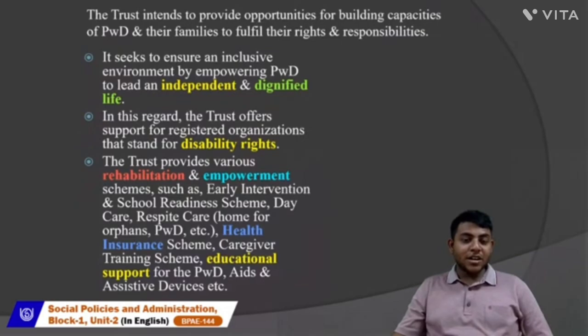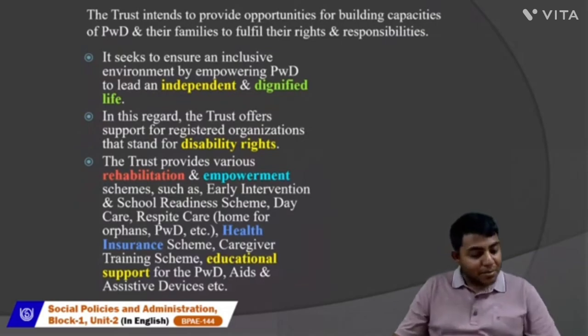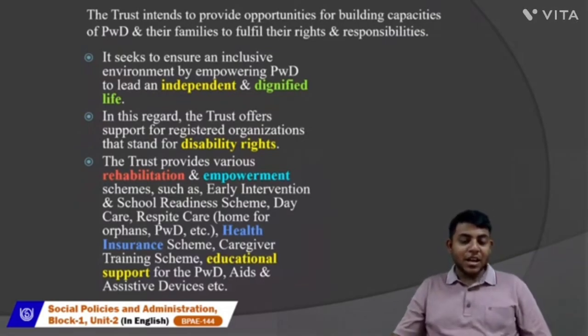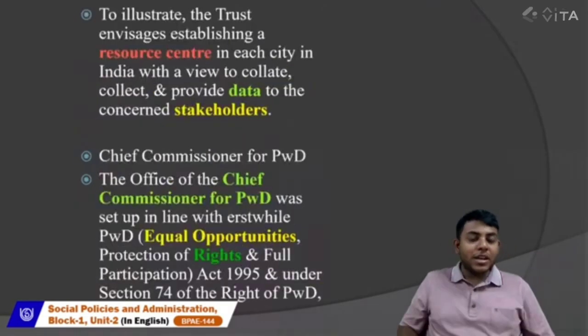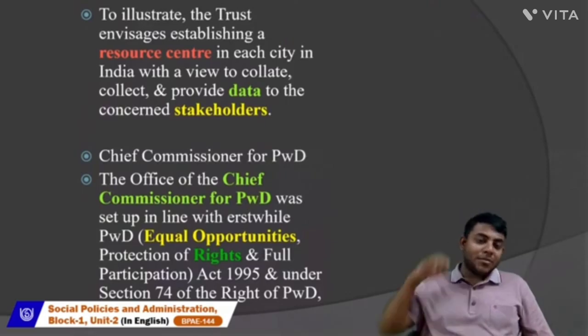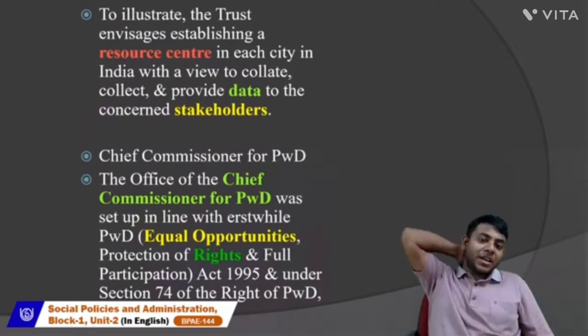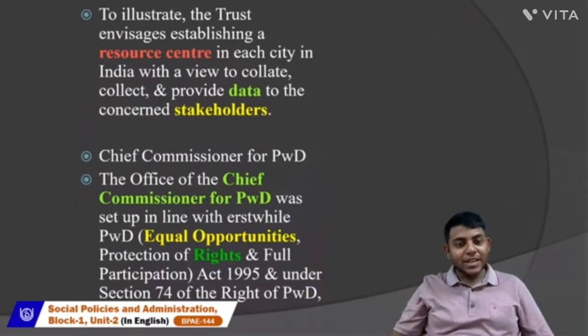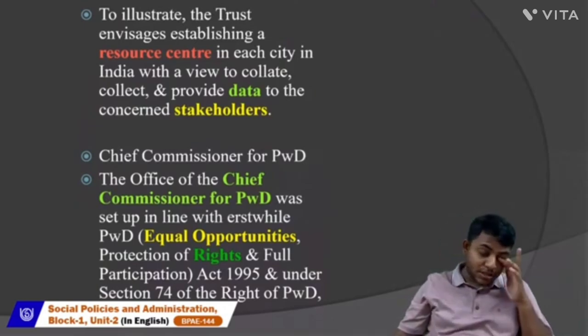And in this regard, the National Trust offers support for registered organizations that stand for disability rights. So the National Trust provides various rehabilitation and empowerment schemes, such as early intervention and school readiness scheme, the day care, the respite care, that is home for orphans and persons with disabilities, the health insurance scheme, the caregiver training scheme, the educational support for persons with disabilities, as well as the aids and assistive devices, etc. So to illustrate, the National Trust envisages establishing a resource center in each city in India with a view to collect and provide data to the concerned stakeholders.